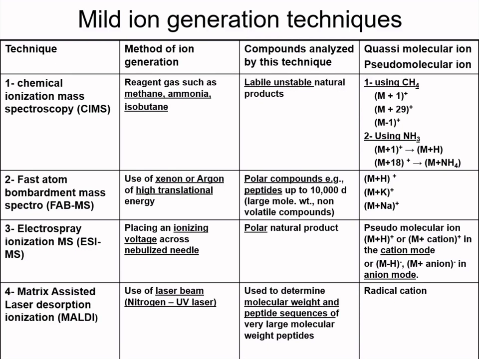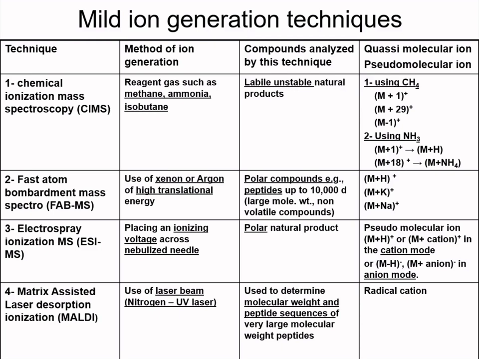These are some of the most important or common fragmentation pathways observed in electron ionization mass spec. In some instances, the molecular ion may not be observed, and in this case, we can use mild ion generation techniques to determine the molecular ion. Examples of these ion generation techniques involve chemical ionization mass spectroscopy, which uses a reagent gas in high excess, such as methane, ammonia, or isobutane.